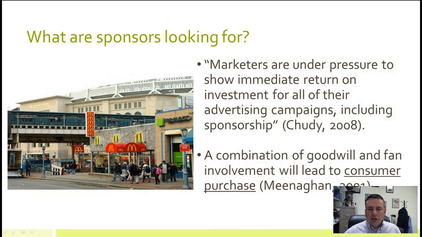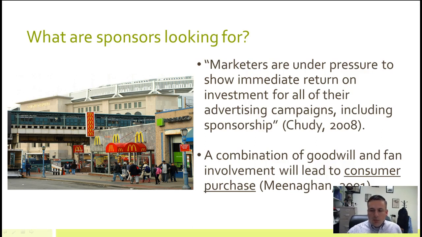So what are sponsors looking for? That third category, the one we focus on the most. Marketers are under pressure to show immediate return on their investment for all of their advertising campaigns, and that includes a sponsorship. Again, a sponsorship is not a gift. So they want to have a return on their marketing dollar. They could spend $1,000 on an outfield sign for the minor league baseball team, or they can spend $1,000 on a local radio spot not associated with sport. You as a sports marketer have to convince them why that outfield sign, or that $1,000 worth of sponsoring the team, is going to be more valuable than that radio spot or that other advertising dollar they could be spending it on.